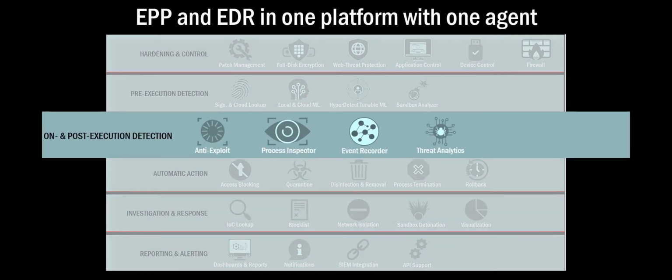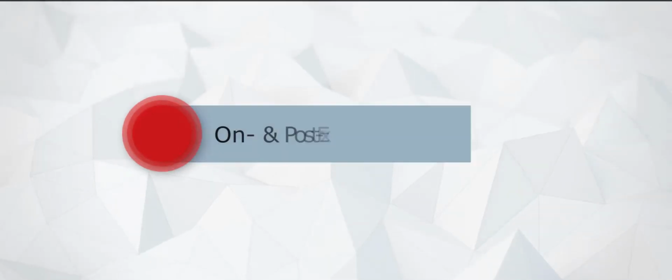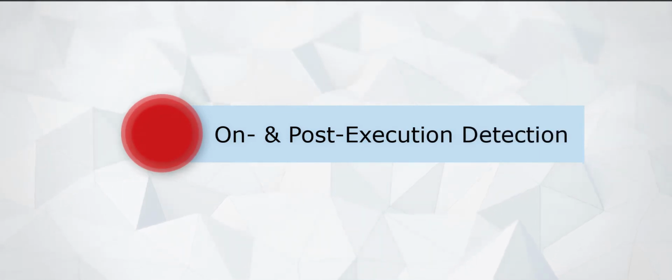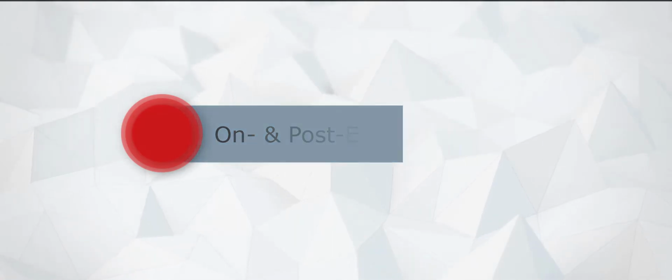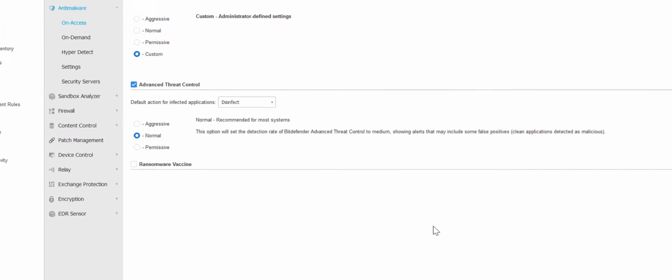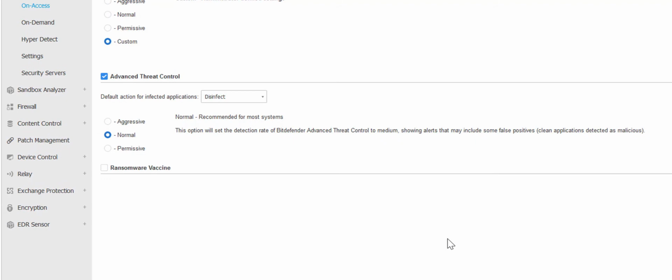Next, we will cover our on-execution detection techniques. GravityZone Advanced Threat Control provides on-execution detection of attacks. It includes anti-exploit technology, also known as memory protection, which secures commonly used end-user applications such as browsers, PDF readers, Microsoft applications, and more. It contains several different advanced mechanisms for exploit detection, to protect against operating system security bypass and memory corruption.